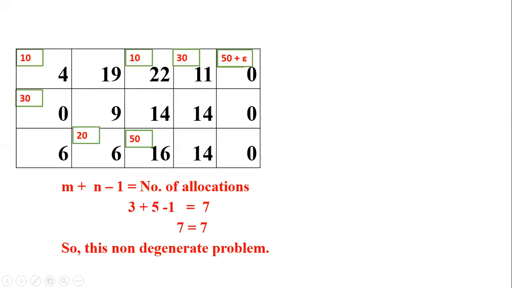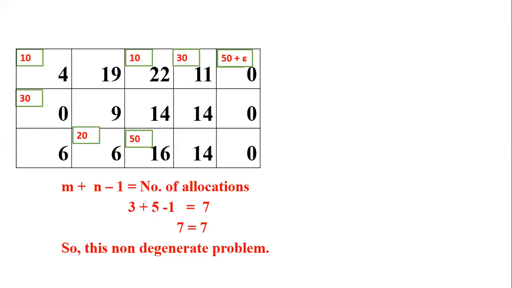Again, we have to check whether the problem is degenerate or non-degenerate. m plus n minus 1 is equal to the number of allocations. So we have 3 rows and 5 columns, minus 1. So 8 minus 1 equals 7 allocations. So 7 equals 7. So this is a non-degenerate problem.